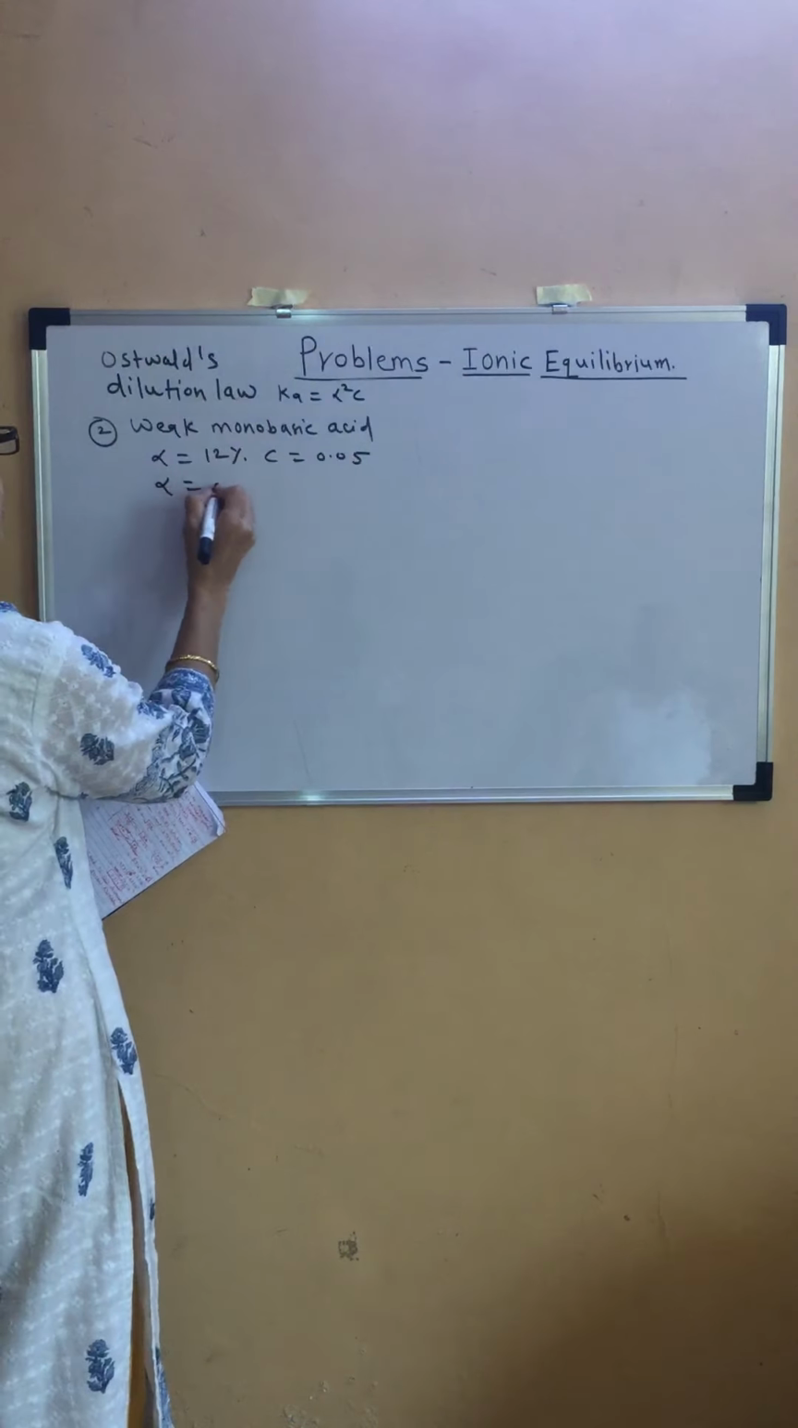So the problems are very simple. You have to substitute the values. Here alpha 1, alpha 2, C1, C2. So after solving this, you will get alpha 2 square is equal to 48 into 10 raised to minus 4. And alpha 2 you will get square root of 48 into 10 raised to minus 4. That is 6.93 into 10 raised to minus 2, or you can say 6.93%.